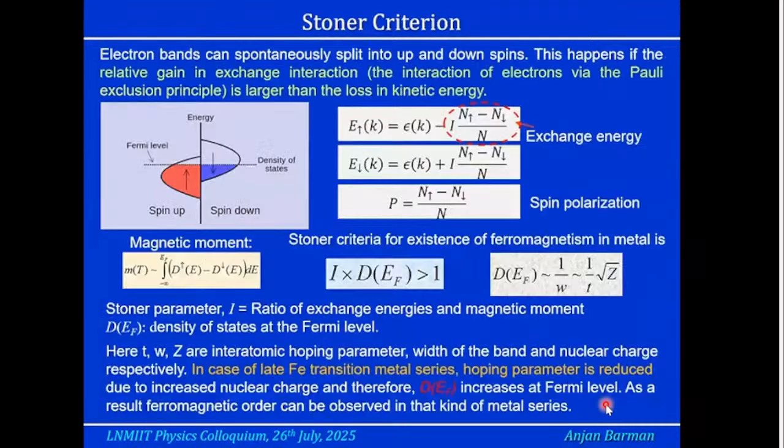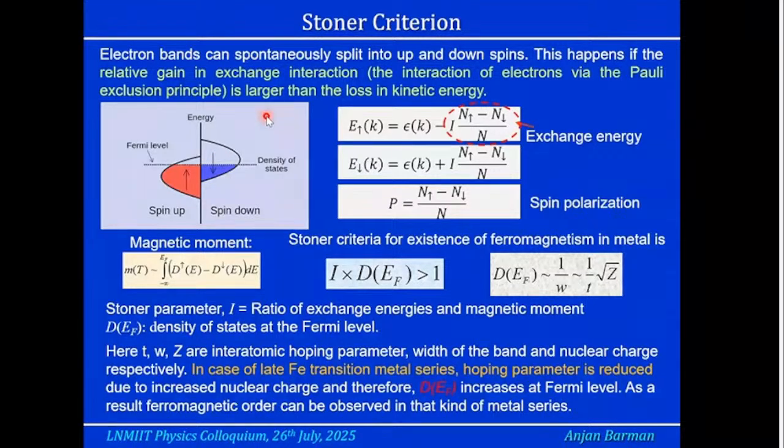Okay, so this is one thing. The other thing is the Stoner criterion for ferromagnetism. This is also very important, because in a ferromagnet you have a spin split band structure. So the energy versus the density of states is like that. Here on this side you have spin up electrons. This is the Fermi level, and this is the spin down electrons.